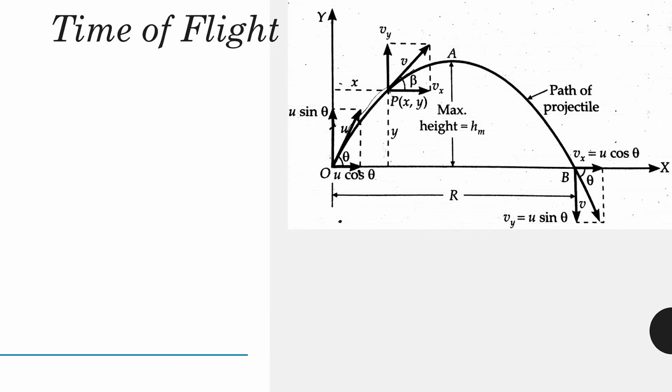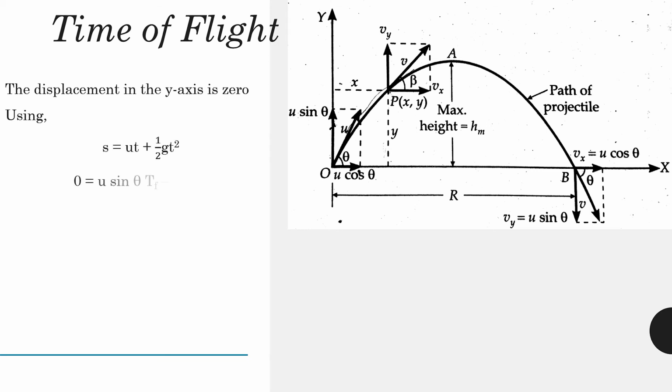Time of flight. The time of flight is the time taken by the projectile to reach the ground after being projected at some angle from some point. So, for time of flight, we know that the displacement in the y-axis is always 0. So using s equals ut plus half gt square, we have 0 equals u sin theta into time of flight minus half g into time of flight whole square, or it becomes half g into time of flight whole square equals u sin theta into time of flight. Time of flight cancels out at one end and we get time of flight equals 2u sin theta by g.